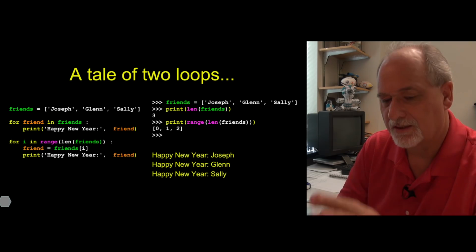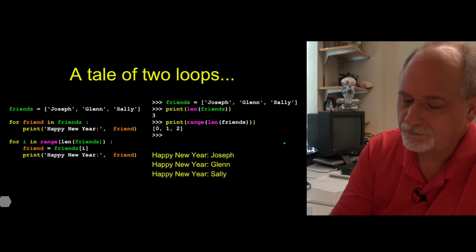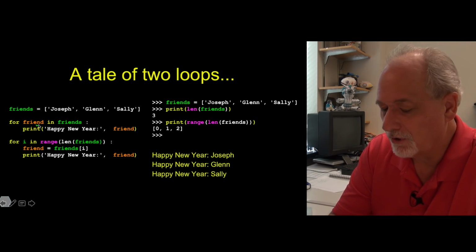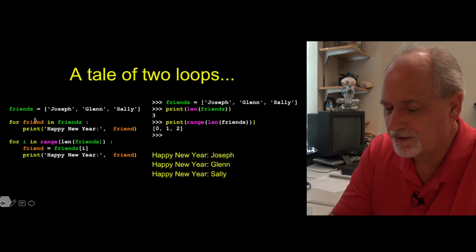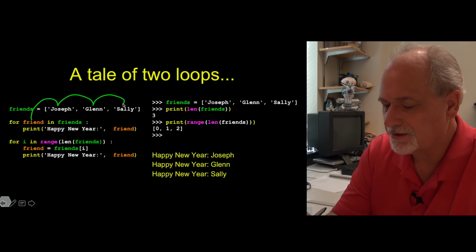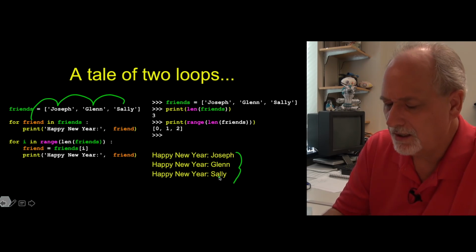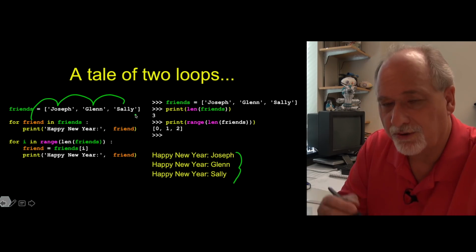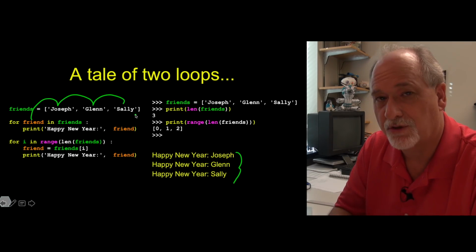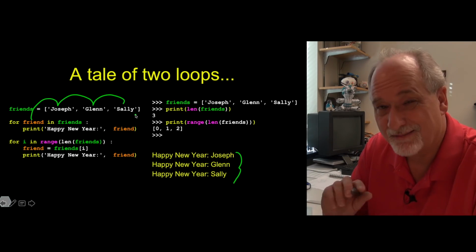Here's an example of 2 different loops. This is a for loop that's just going to go through whatever's in this list. So friend is just going to take on the successive values, and it's going to print out these 3 things just as you would expect. If you don't need to know, while you're going through the loop, your relative position from the top, that's okay.